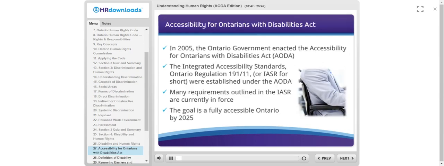In 2005, the Ontario government enacted the Accessibility for Ontarians with Disabilities Act, AODA. The Integrated Accessibility Standards, Ontario Regulation 191/11, or IASR for short, were established under the AODA. The standards cover the areas of transportation, information and communication, employment, the design of public spaces, and customer service. Many requirements outlined in the IASR are currently in force, with the remainder to be phased in over time. The goal is a fully accessible Ontario by 2025.